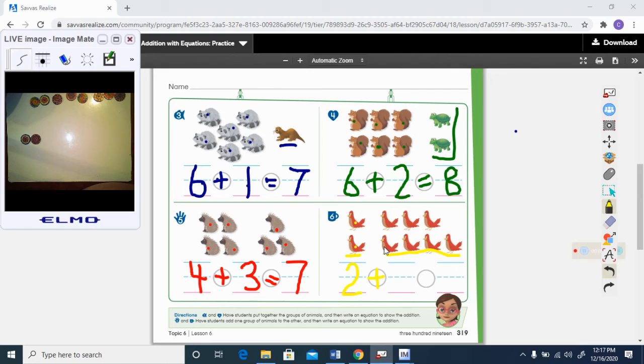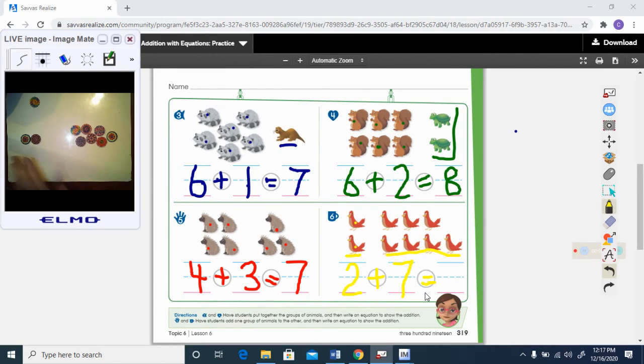7 more birds fly in. What number am I writing here? I'm writing my 7. And how many counters am I bringing down? I'm bringing down 7. 1, 2, 3, 4, 5, 6, 7. I'm bringing down 7 more. What sign do I need right here? I need my equal sign to show my total.